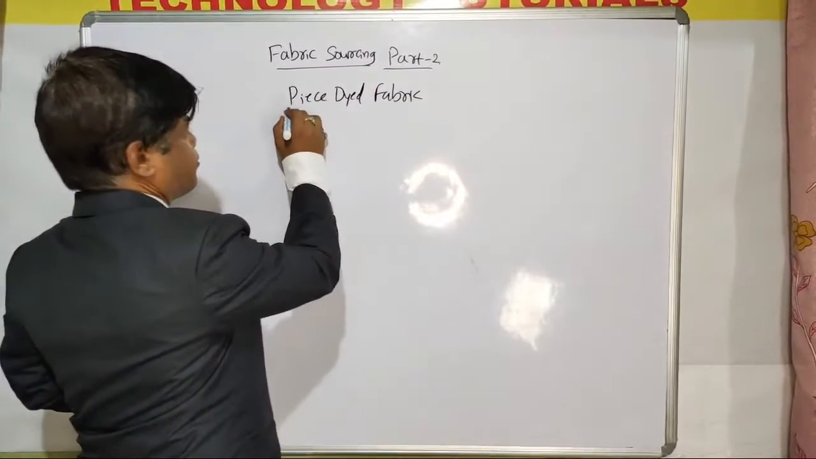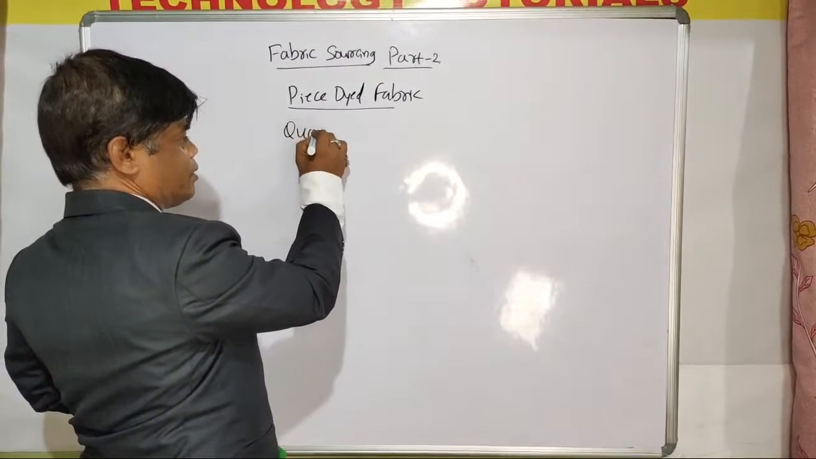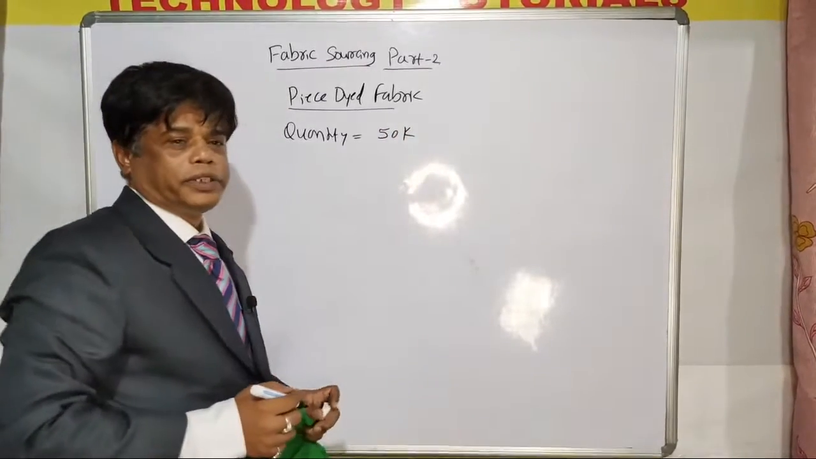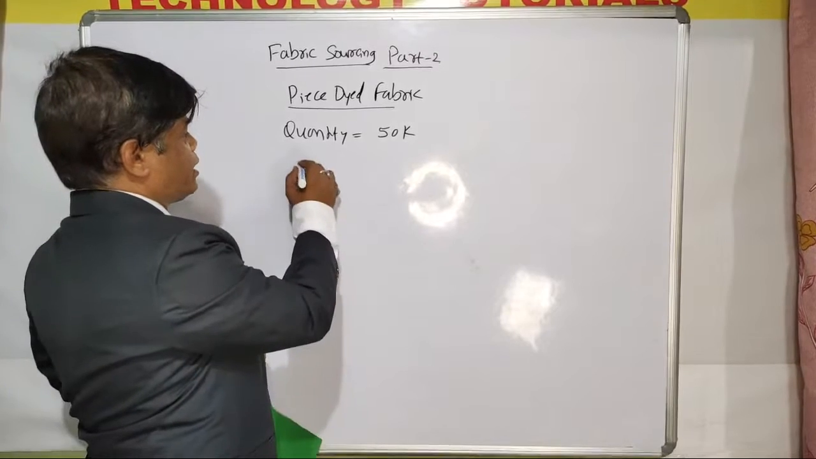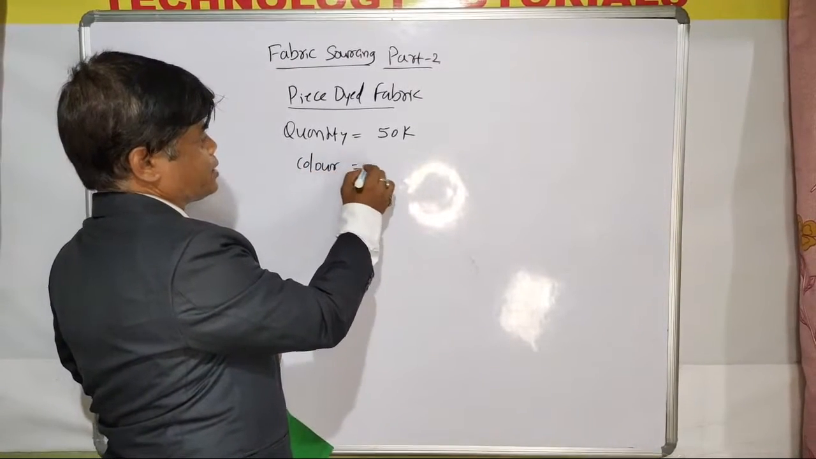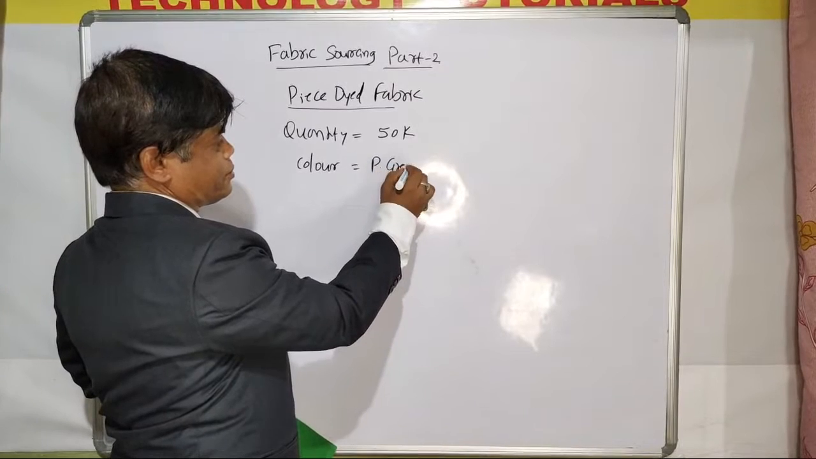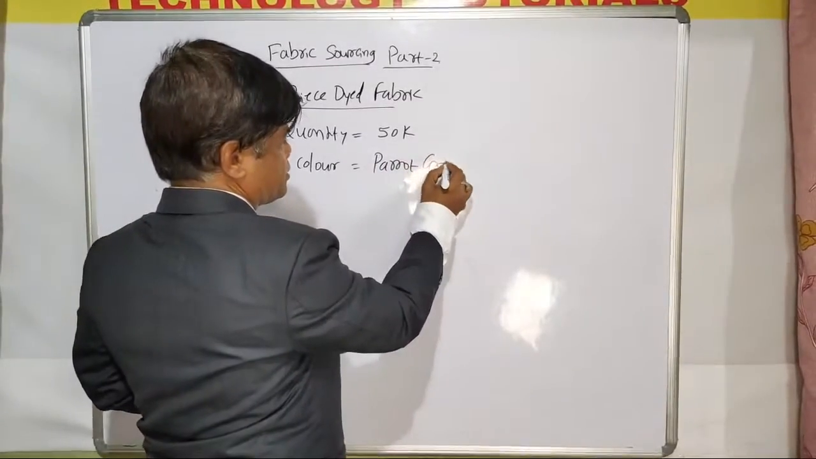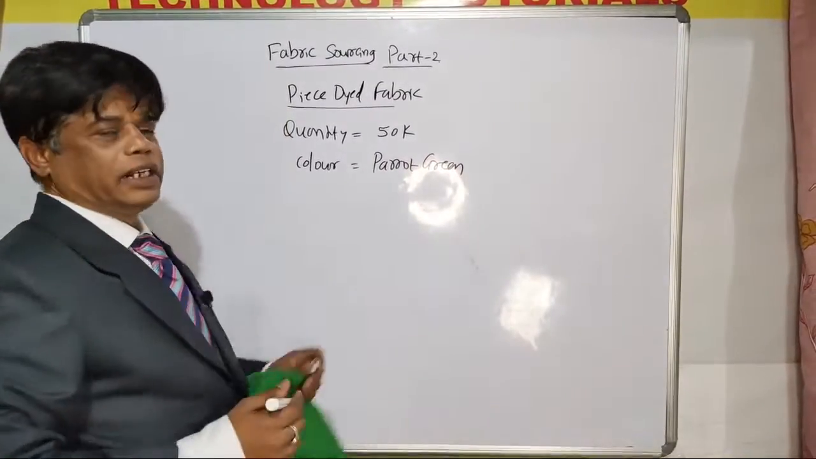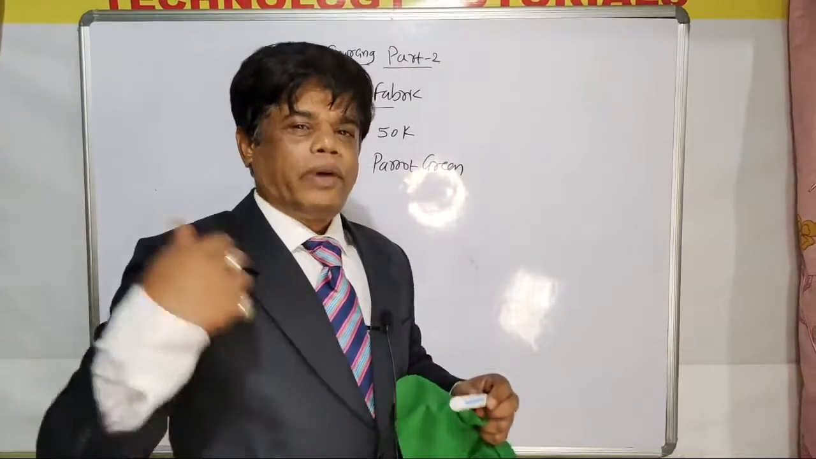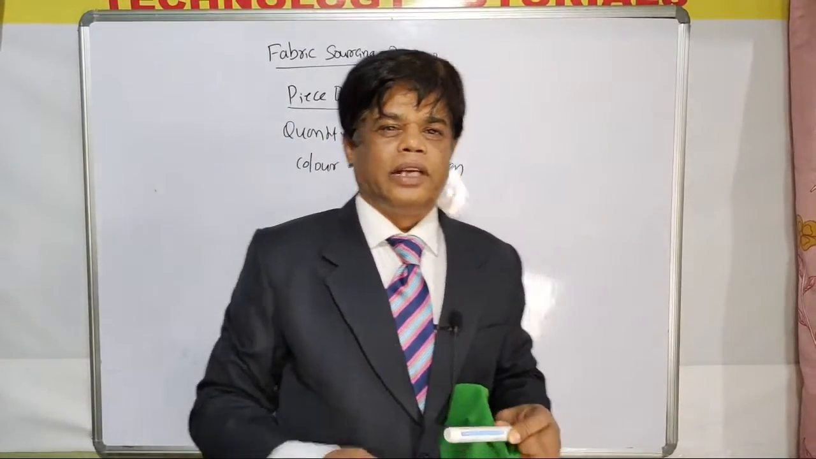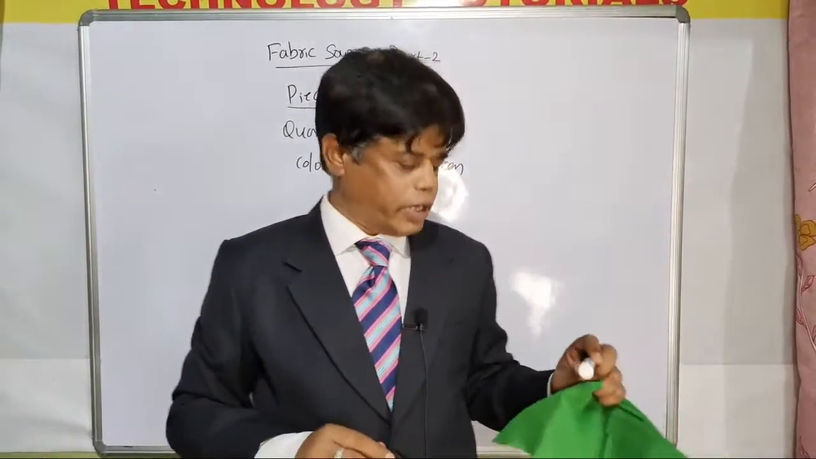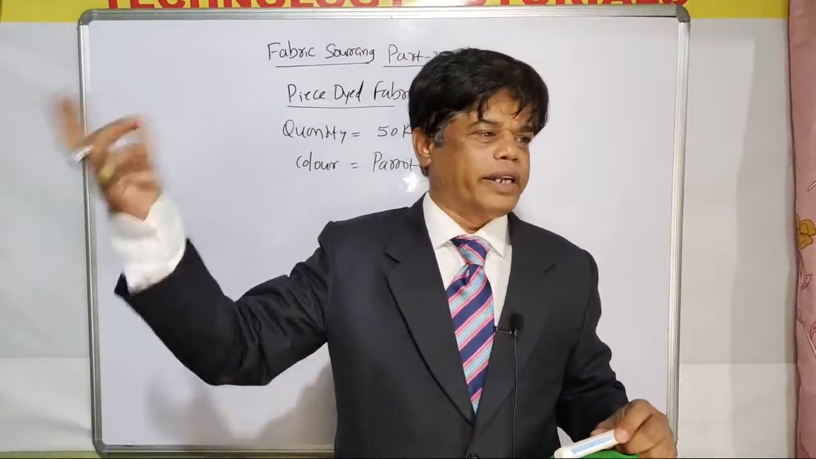Fabric is piece dyed, quantity say 50,000, and color is parrot green. Now, quantity is 50,000, color is parrot green. I am repeating that I am sitting in the fabric department of one company, X garment house, an export house.